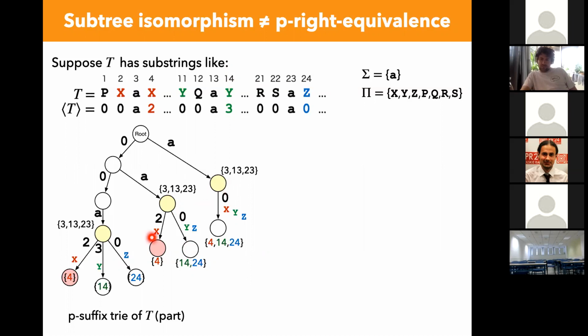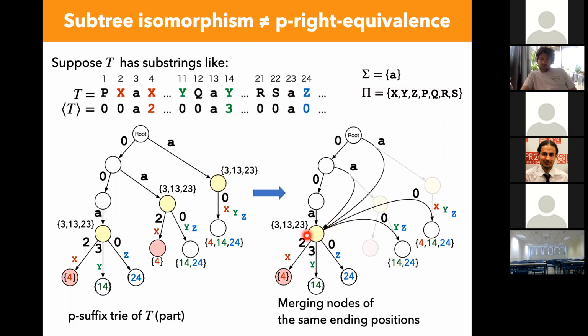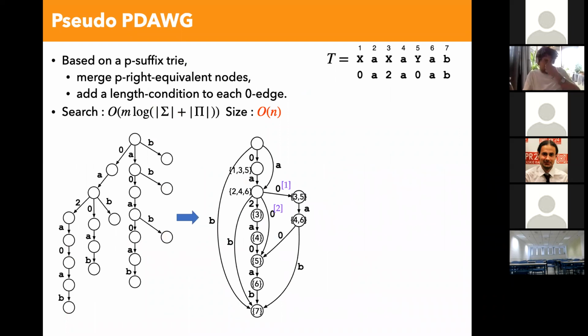So anyway, if we merge those nodes, this one gets two 0 edges. But as we have already seen, the meanings of 0 are different. 0 means that it's bigger than our eyesight range. So by putting the eyesight range number like this, you can choose the right 0 edge to follow. For example, if we read 0a0, then we have a length 2 context, so we should follow the 0 edge with the auxiliary information saying 2. This way you get a pseudo PDAWG. This actually has a linear size. It's not too bad, but this is not what we are proposing.